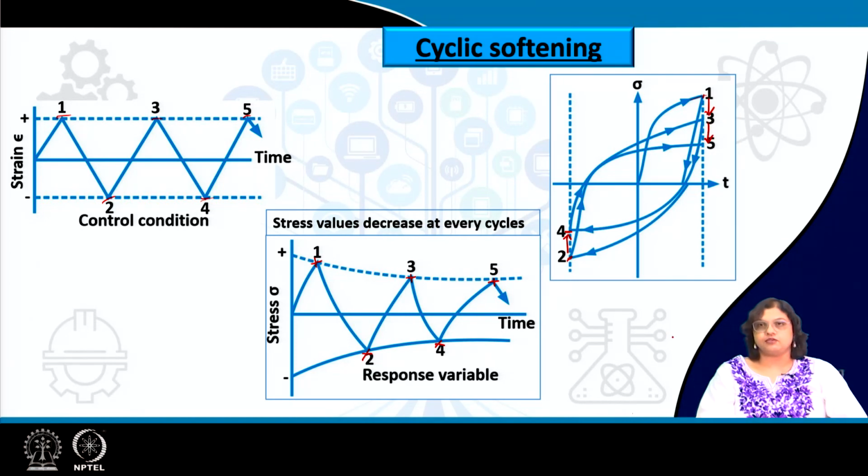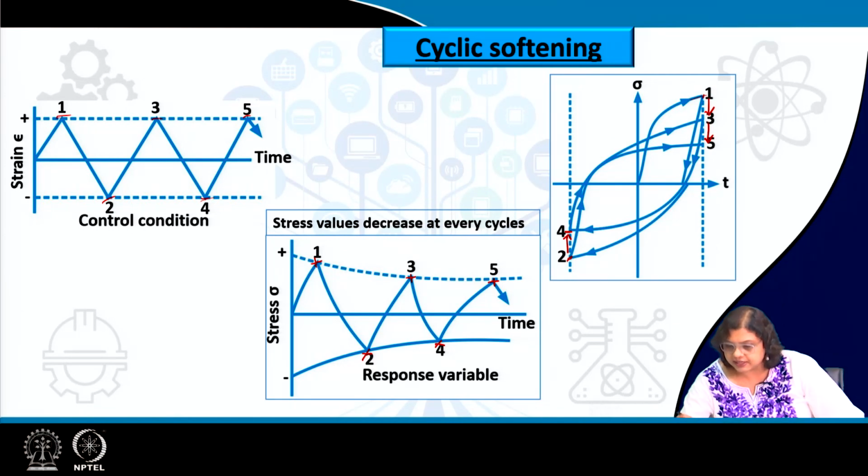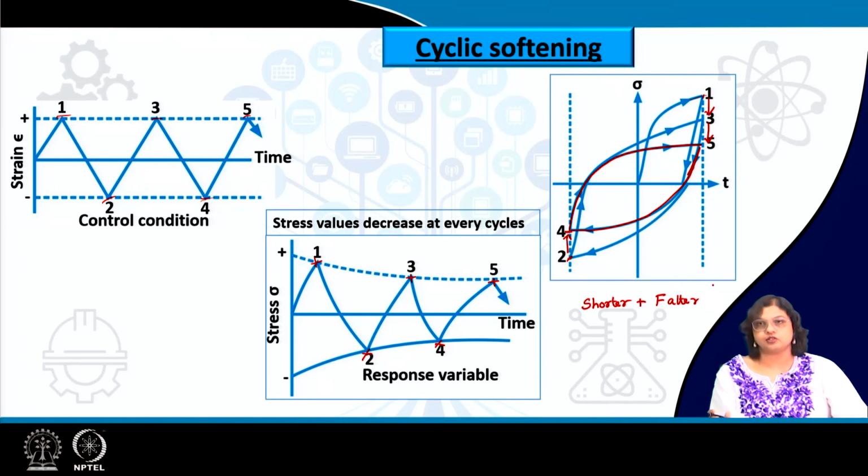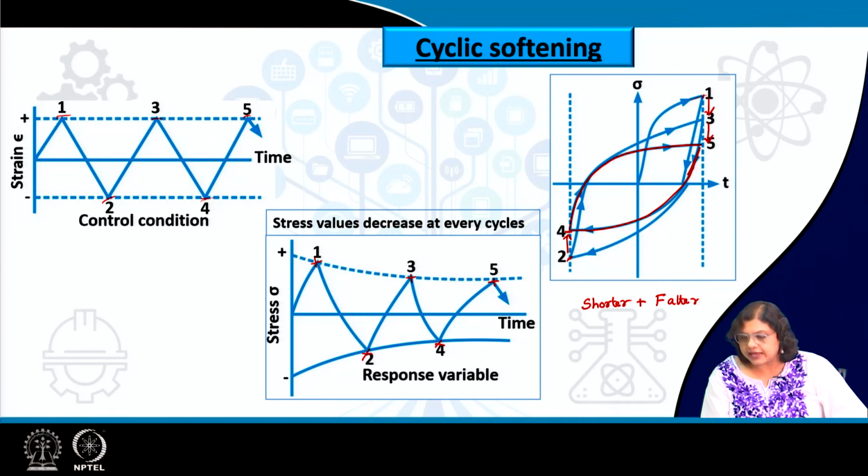So, once again, amongst these 5 cycles, if we talk about the final cycle here, let us just join this hysteresis here. So, 4 to 5, and what we can see in this case is that the hysteresis is getting shorter and fatter, right, as if it has been swollen. So, that signifies cyclic softening.